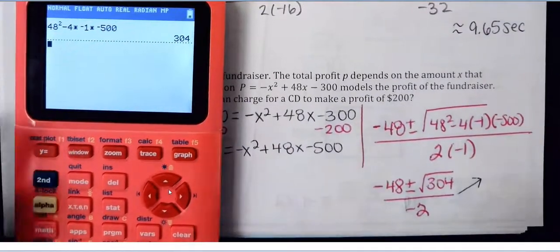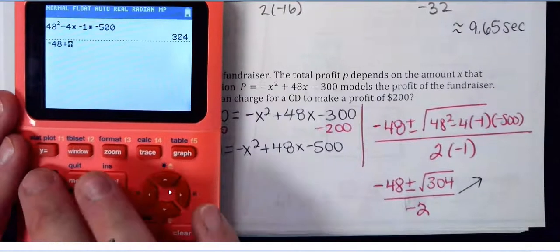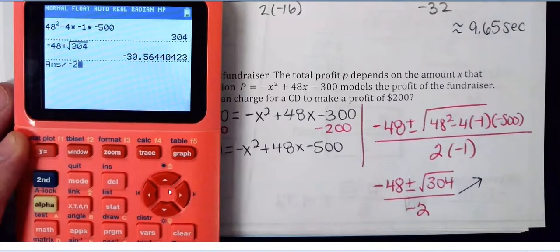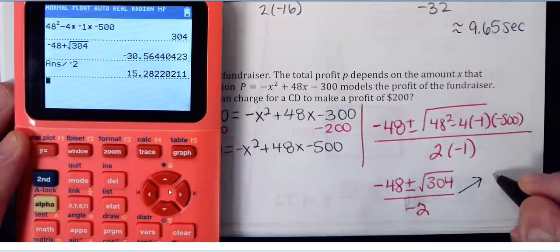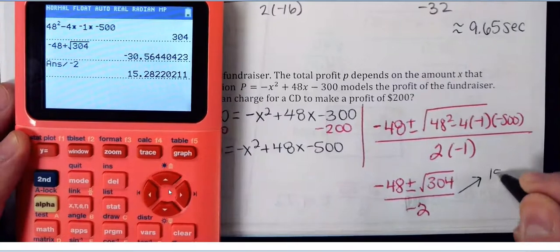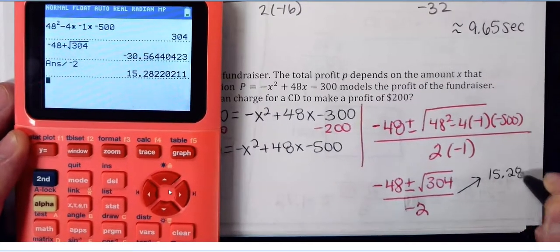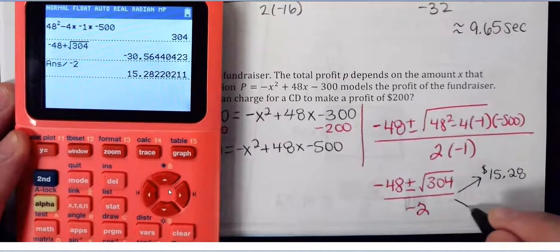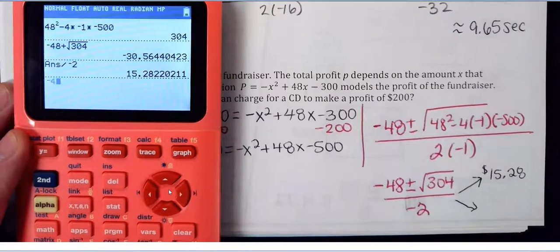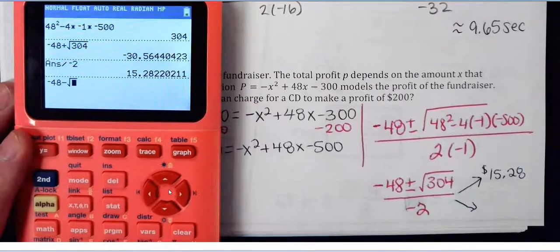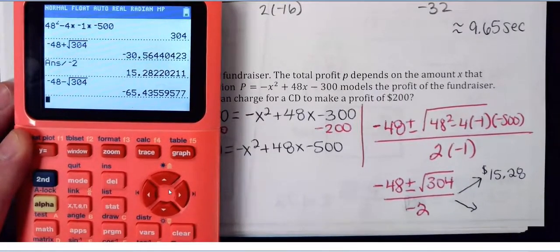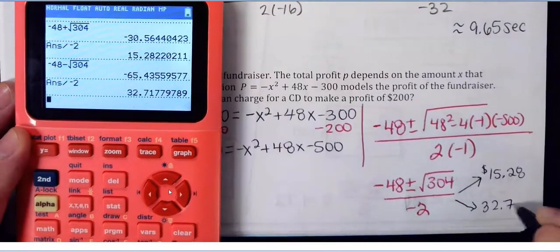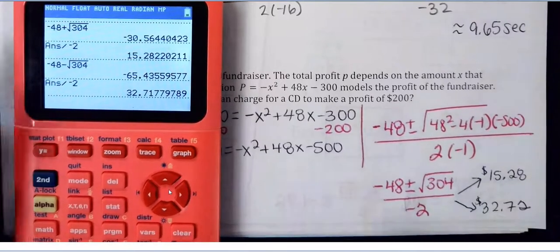So I'm going to do negative 48 plus the square root of 304. Just hit equals, and I'm going to divide that by negative 2. Those negatives are going to cancel out. All right, so I added that. I got 15.28. So $15.28. I'm doing 2 decimal places because we're talking about money here for sure. If I do negative 48 minus the square root of 304, hit equals, and then I'm going to divide that by negative 2, I'm going to get 32.72 to the nearest hundredth since we're talking about money.